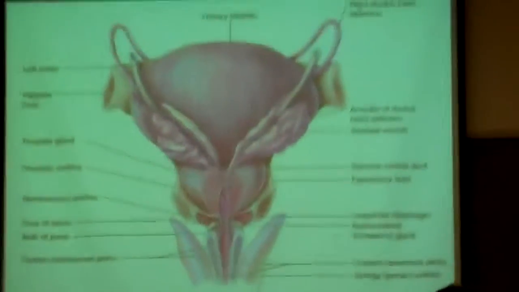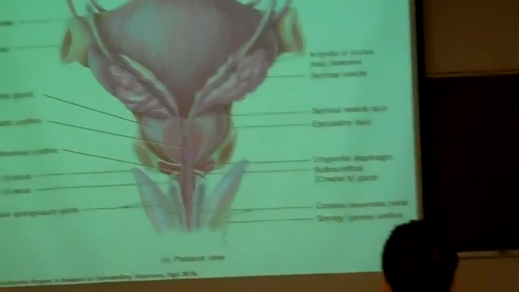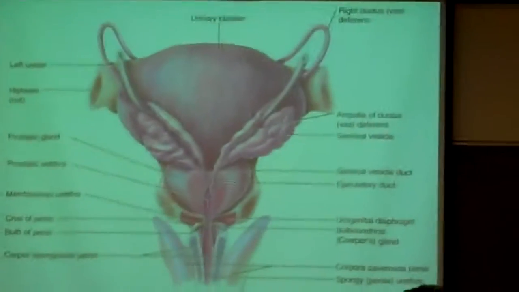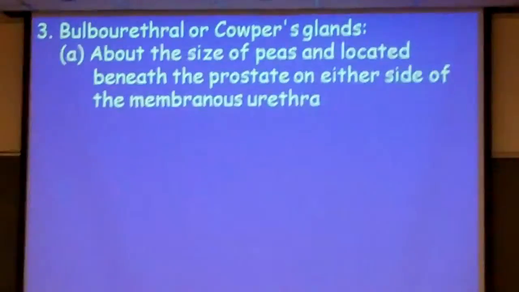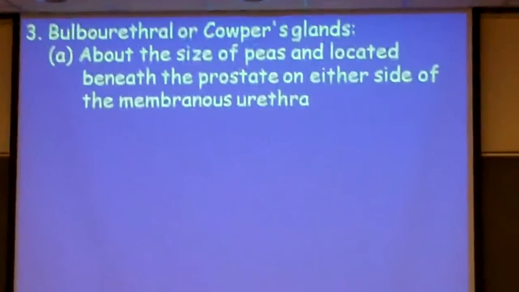And that's just that same picture again. That diagram right there has been a very good diagram as far as showing the general makeup of it. All right, now the bulbourethral glands, they're about the size of peas.